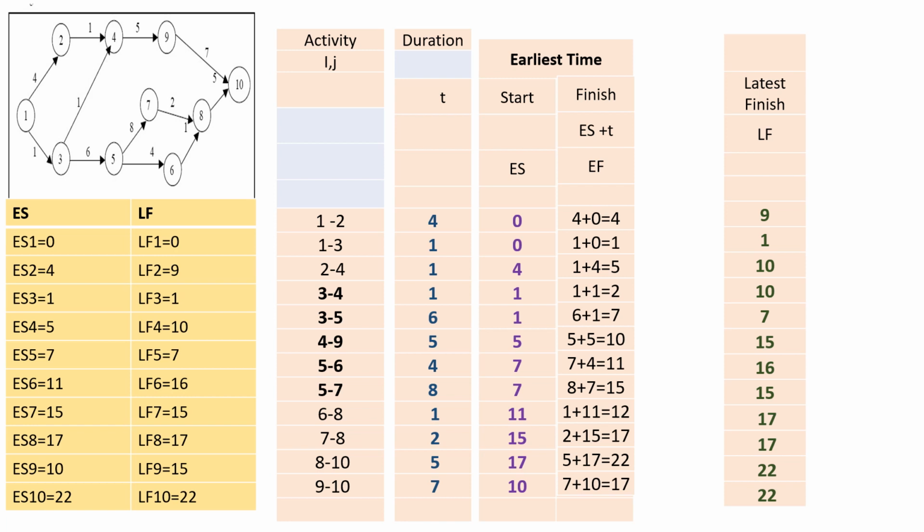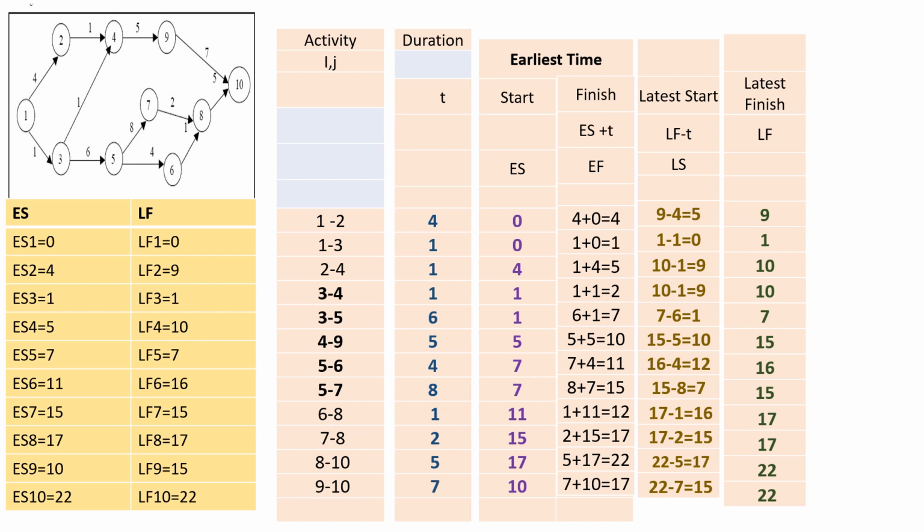For activity 2 to 4, the end node is 4. LF4 is 10. Therefore, LF for activity 2 to 4 is 10. For activity 3 to 4, the end node is 4. For end node 4, LF4 is 10. Therefore, latest finish time for activity 3 to 4 is 10. For activity 3 to 5, the end node is 5. LF5 is 7. Therefore, LF for activity 3 to 5 is 7. In the same way, you calculate LF for all the activities.